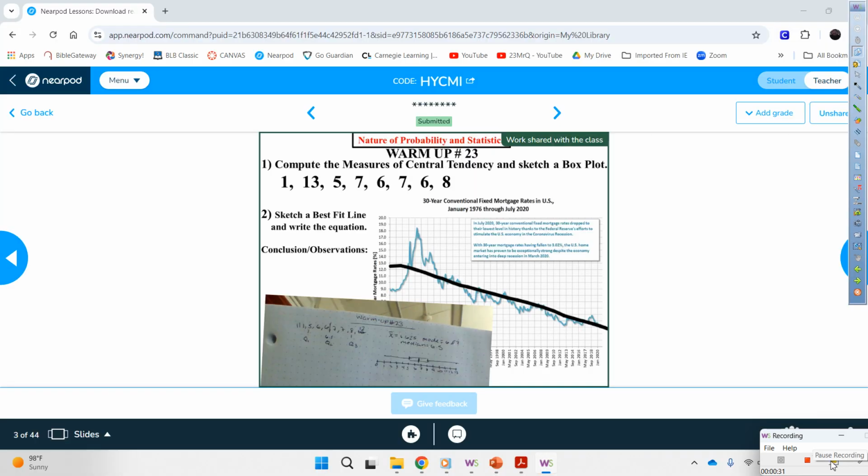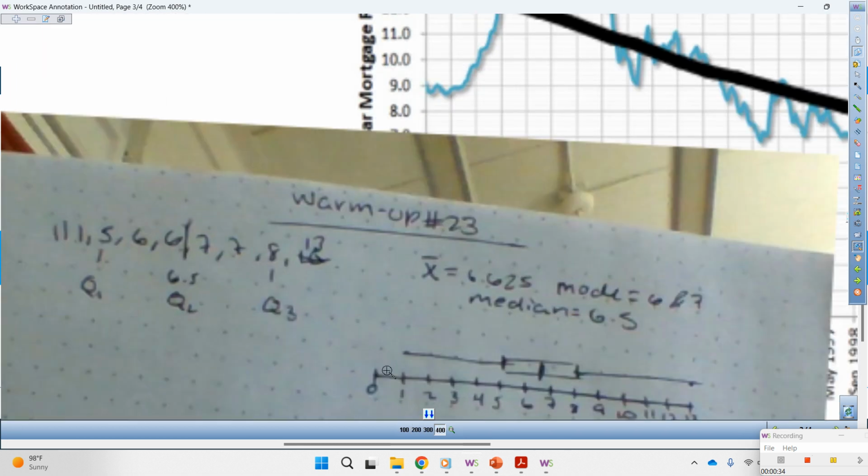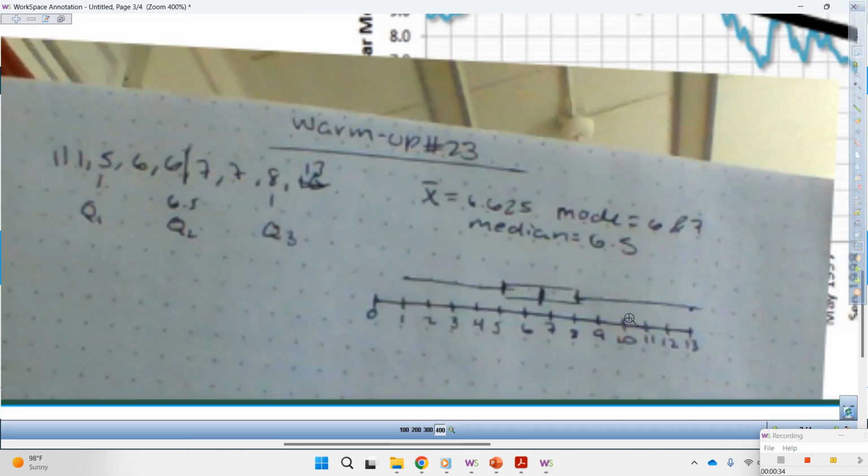Ready, go. For number one, I see the box plot. Let me zoom in for those of you that are following on YouTube. A little bit better, yeah? So we got the mean at 6.625, mode as 6 and 7, and median is 6.5. And here's the box plot. Q1 is 1. Q2 is 6.5. Oh, wait. No, Q1 is 5. Q2 6.5. And Q3 is 8.